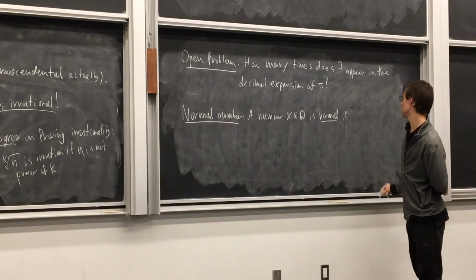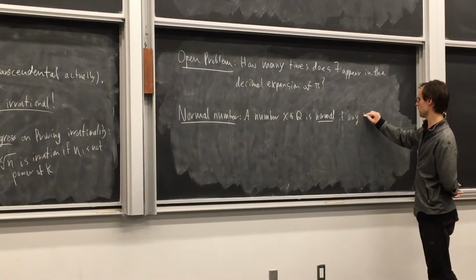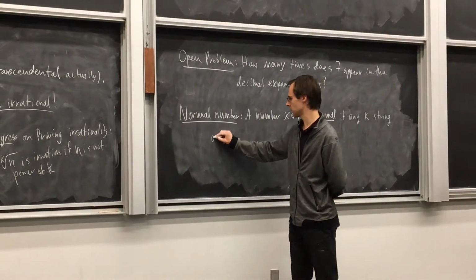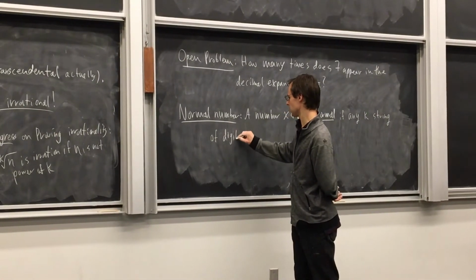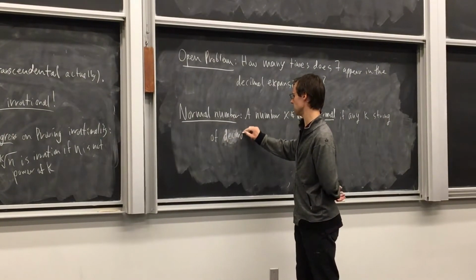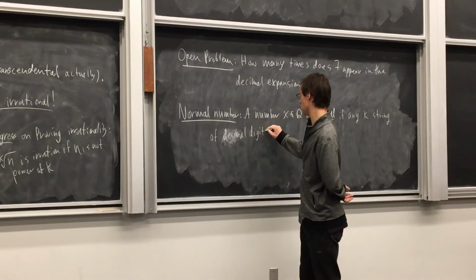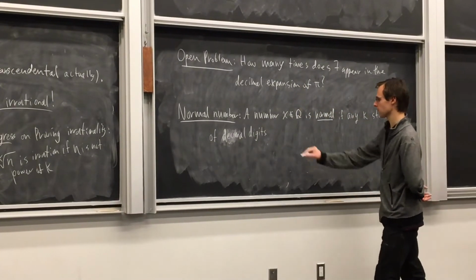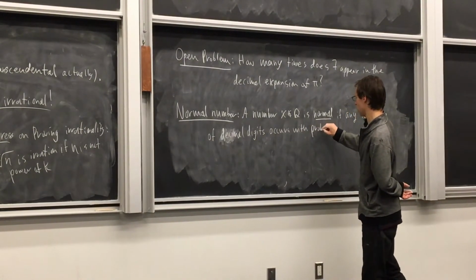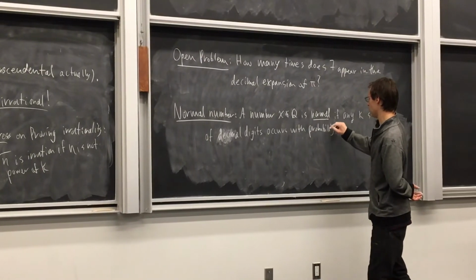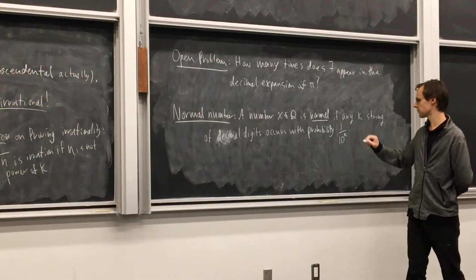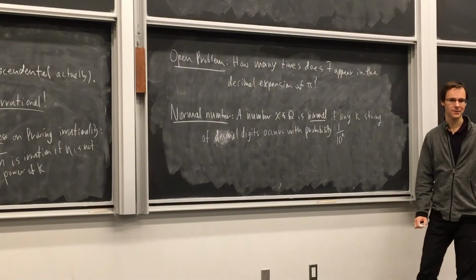if any k string of decimal digits, so say we're working in base 10 here, occurs with probability, rather, 1 over 10 to the k. All right? So let's explain that definition.